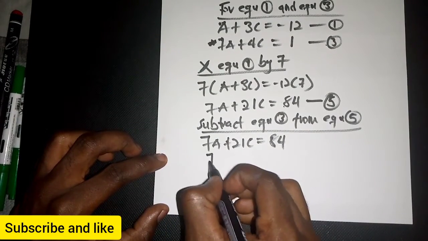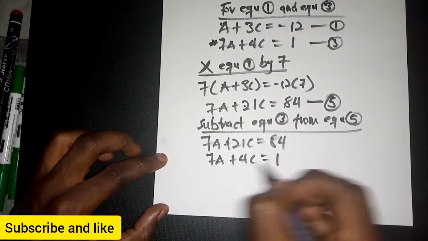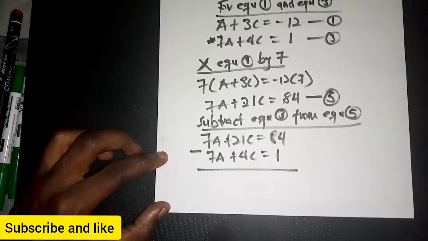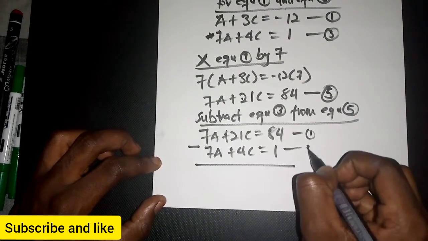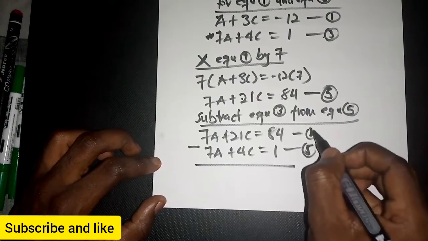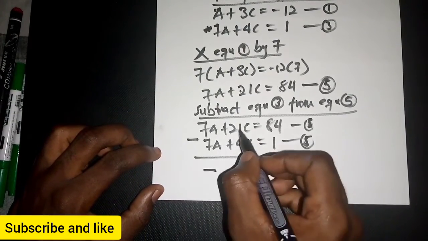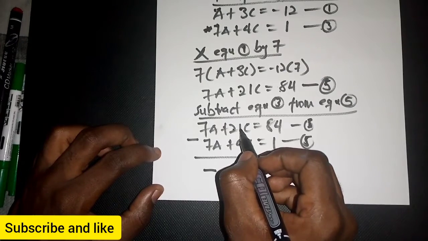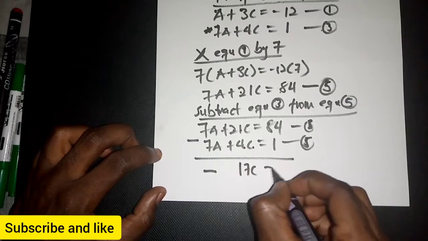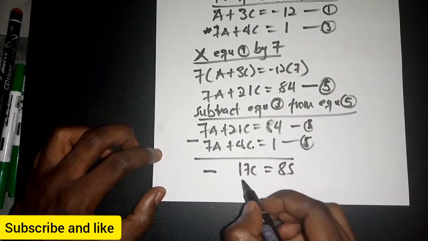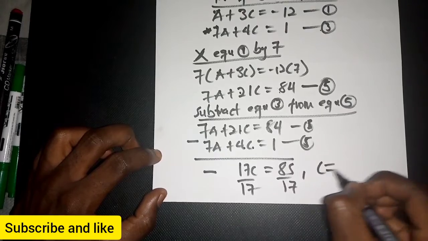So subtracting equation 3 from equation 5, we have 7a plus 21c equal to 85 here. Then we have 7a plus 4c equal to 1. So this is equation 5, this is equation 3. Subtracting that, 7a goes away, then we have 21c minus 4c, we have 17c. Then we have this as 85, we divide both sides by 17, then we have the value of c to be 5.